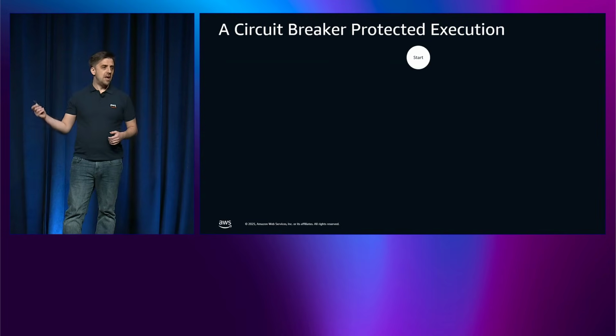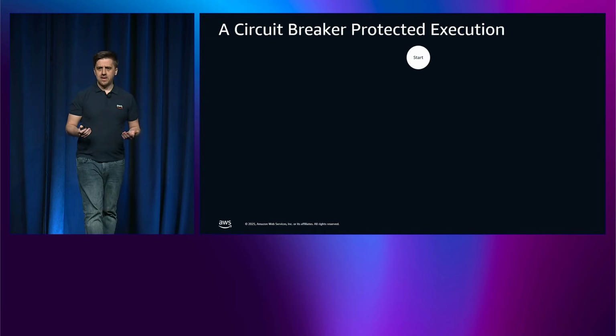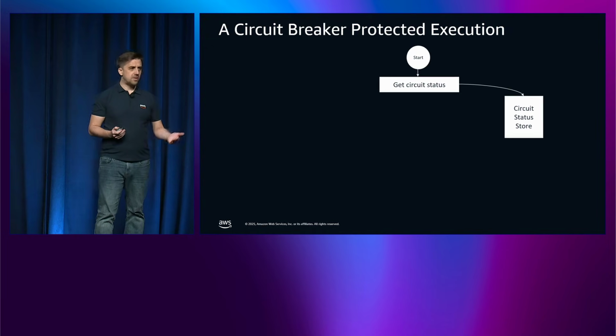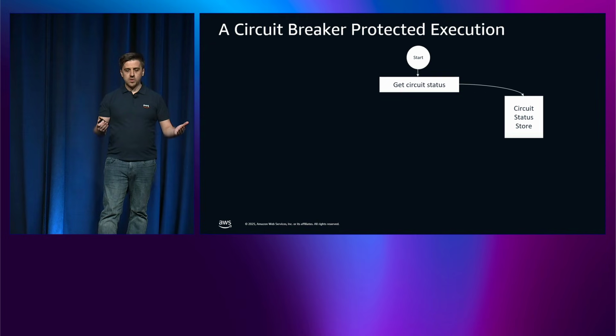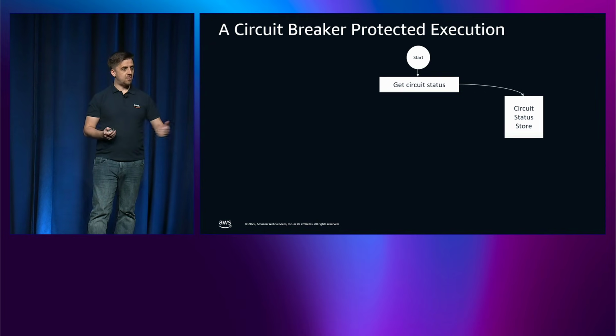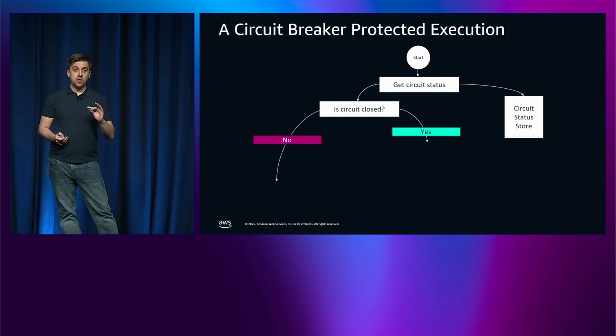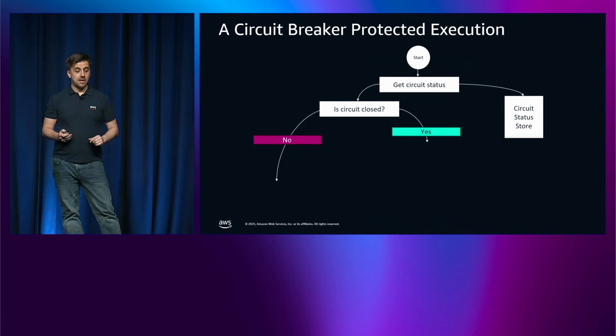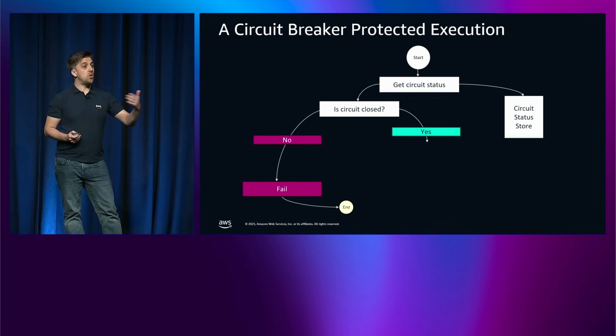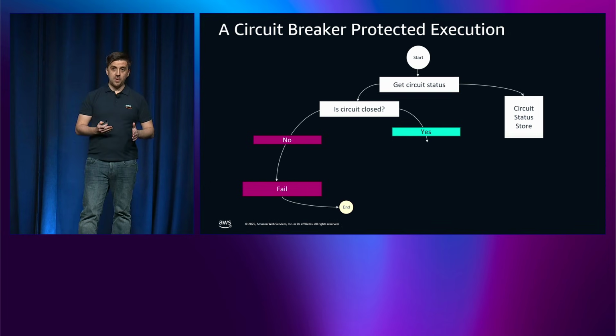How would it look like to protect a single execution with this circuit breaker pattern? Let's have a look here. First of all, I need to know at the start of my execution, what is the state of the circuit? Is it open or is it closed? So I need to have that information stored somewhere. I have a circuit status store that I'm checking. Then I decide, very binary, is my circuit closed? Yes or no. If it is not closed, so if it's open, the bad state, I don't continue. I don't want to overwhelm the system even more. I stop at that point and I might retry later.